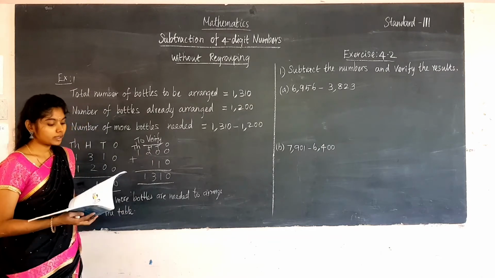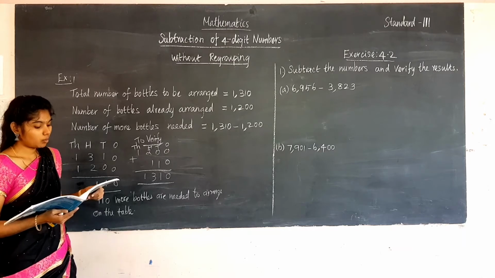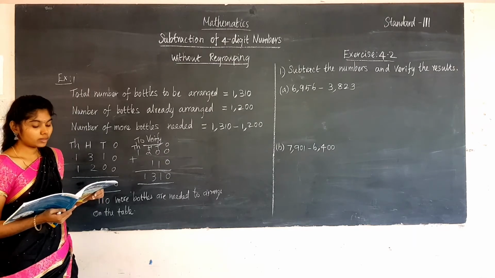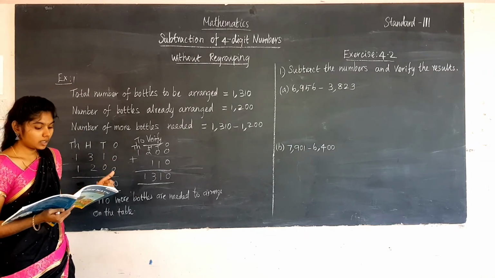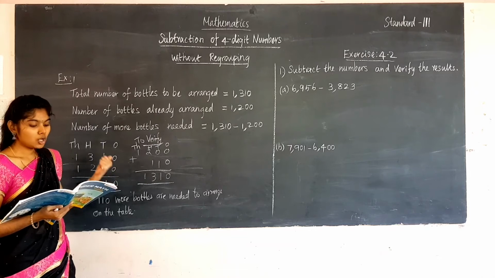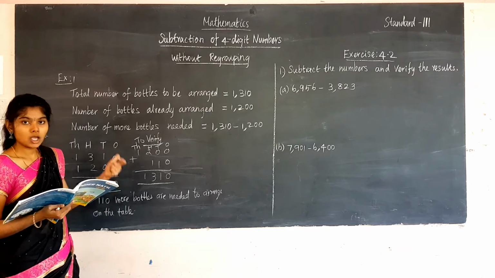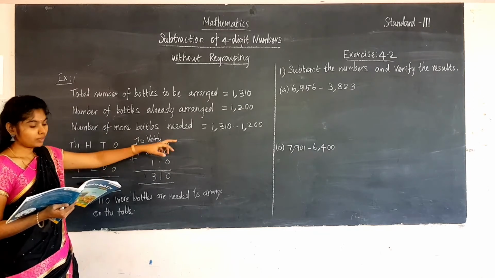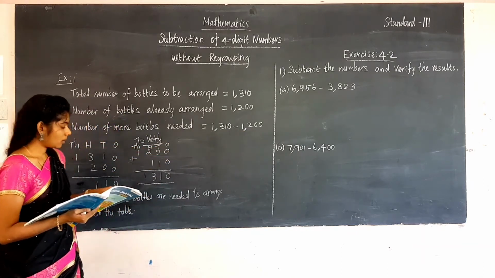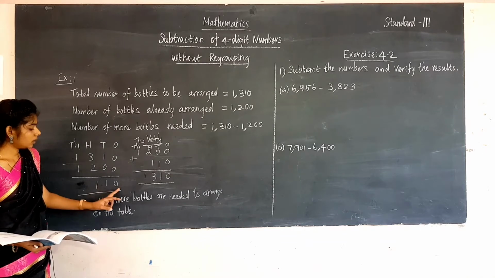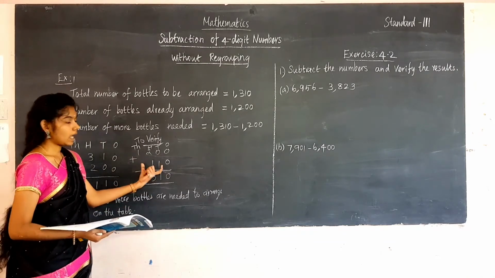See here, how many more bottles do they need to arrange? The total number of bottles is 1310, so the total we have to arrange is 1310. Mother and Natasha arranged 1200. To find how many more bottles they need to arrange, we have to subtract those two numbers, 1310 and 1200. After subtracting, we found the answer as 110 more bottles are needed to arrange on the table. Then we have verified the answer.